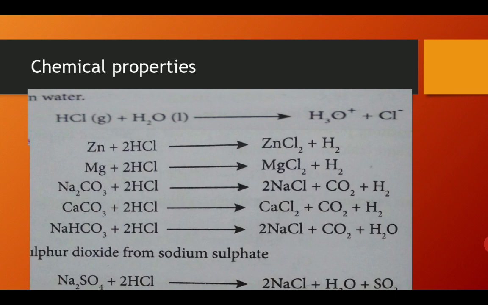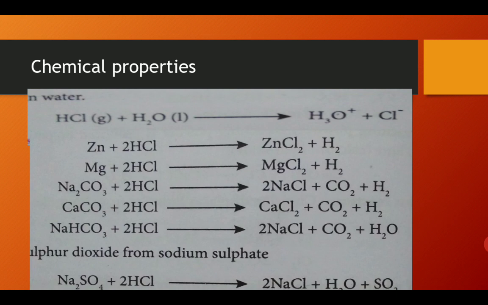And then sodium carbonate plus HCl gives NaCl plus CO2 plus H2O. Then calcium carbonate, when it reacts with HCl, gives calcium chloride and carbon dioxide. So in all these cases, gas is liberated. The last one, sodium bicarbonate plus HCl gives NaCl plus CO2 plus water molecule. And then Na2SO3 plus HCl gives NaCl plus water plus SO2 gas.